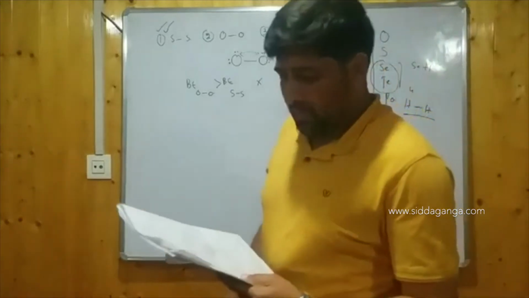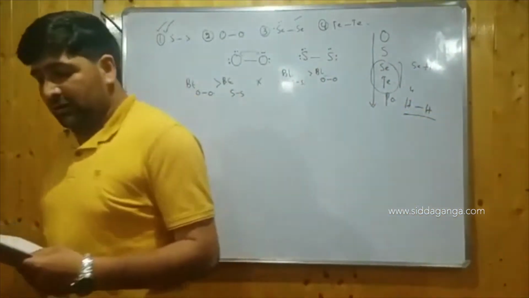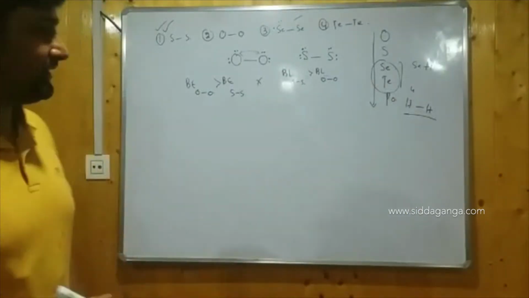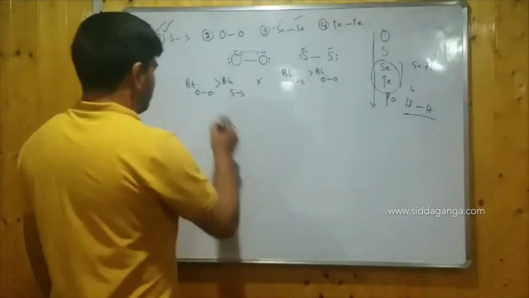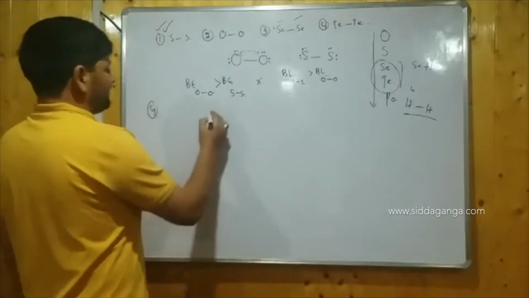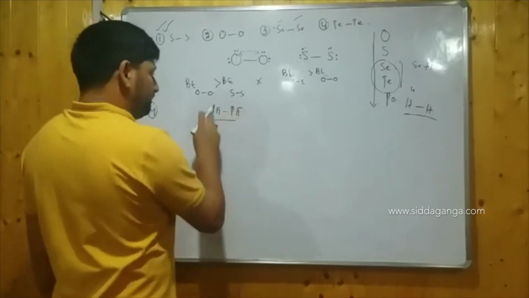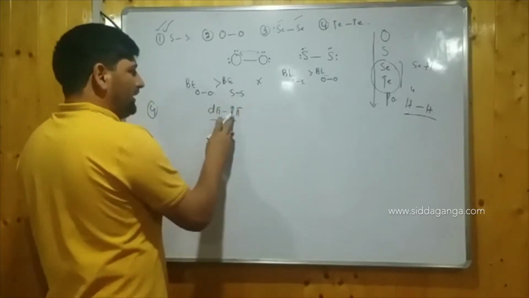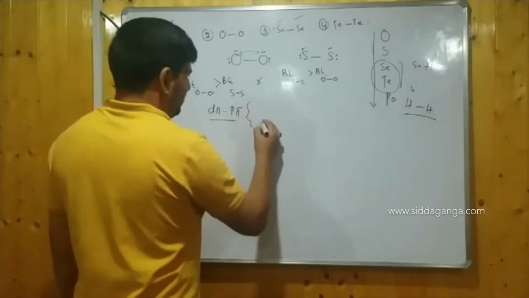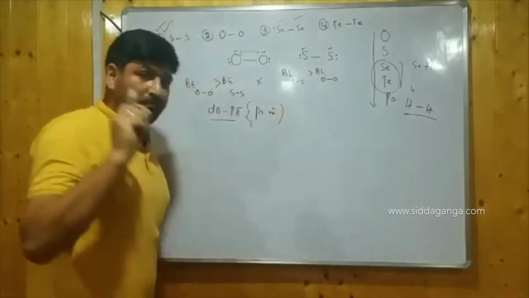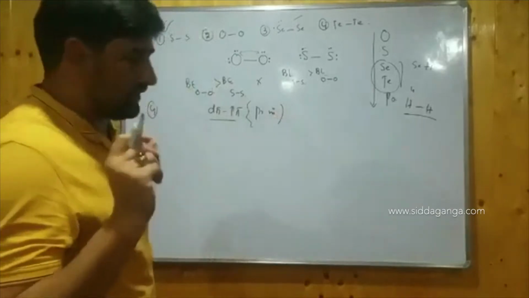The question is, question number 4 to be precise: d pi p pi bond, that is, a bond between a d orbital and a p orbital, is present in which of the following?